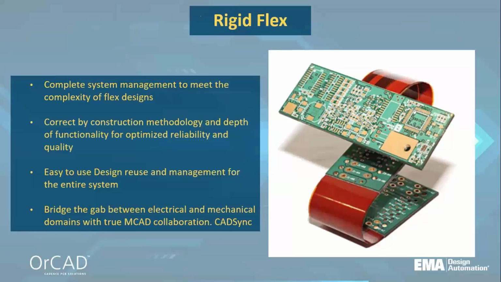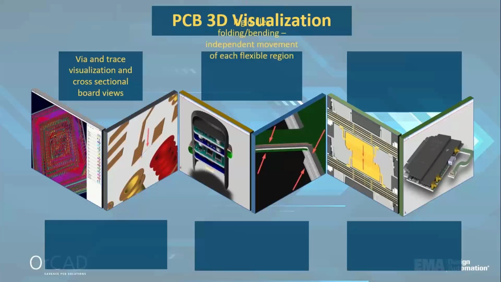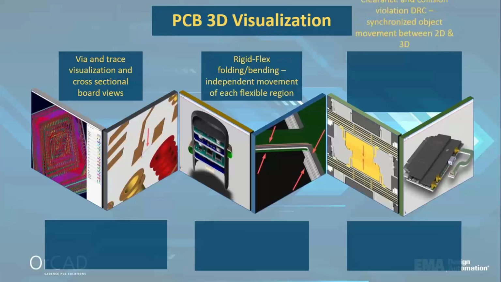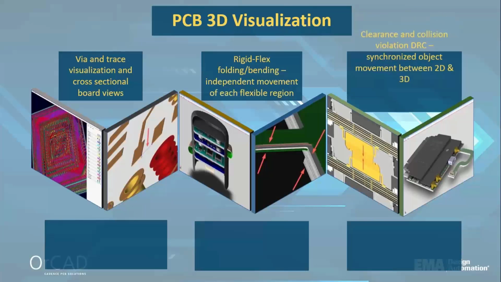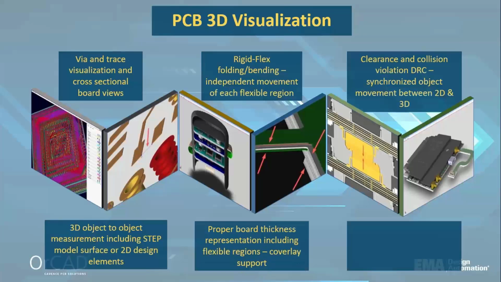PCB 3D visualization. We have full 3D visualization so that you can see what your design is going to look like, whether you're putting it into an enclosure or not. So we've got via and trace visualization for cross-sectional views, rigid flex for bending, independent flex regions, and clearance and collision violation DRC that you can get online while you're designing. You also have 3D object-to-object measurements that allow you to measure from your STEP files or your 2D elements. And proper board thickness representation.